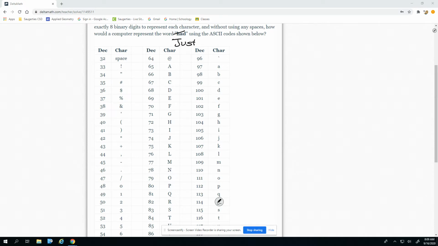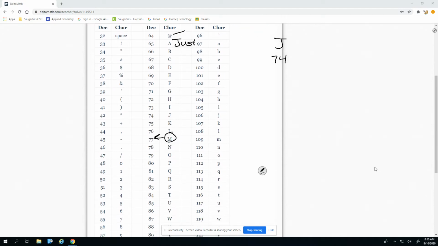Okay. So looking here, I find the J, capital J, and next to it is the number 74. And then my U, S, and T are really close to each other, so just scroll down a little bit. So here's my U, S, and T. The letter U is 117, S is 115, and T is 116.